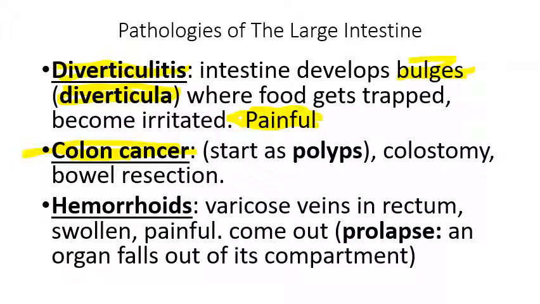It usually starts out as a polyp. A polyp is a little tiny light bulb shaped bulge in the inside of the intestine. You can check for polyps by doing a colonoscopy.